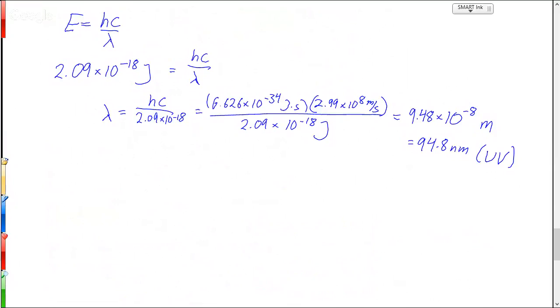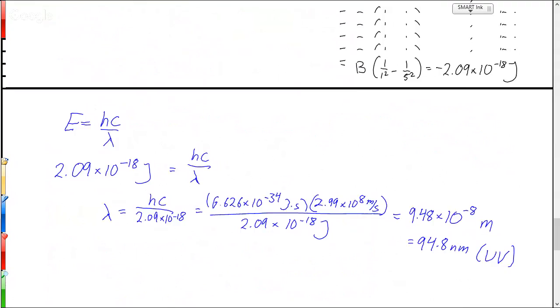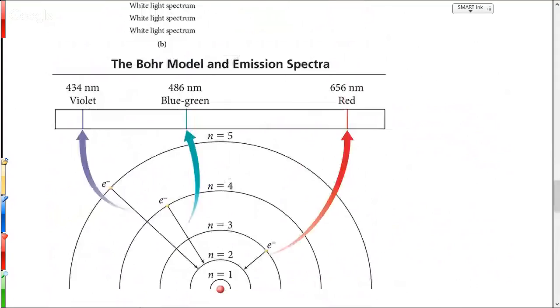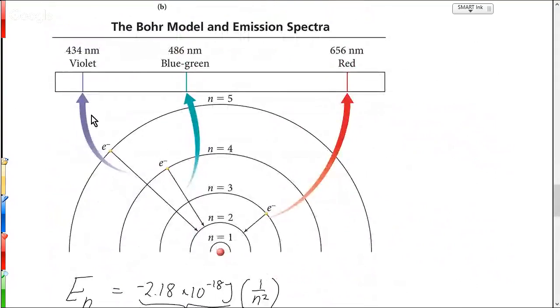So working backwards, if you were in Bohr's day, they would have detected that light and then used that to calculate which levels they would have switched from. And that's something that it asks you to do in your lab. So here are some other examples. If light goes from the 5th to the 2nd level, and you plug in 5 and 2, you come up with 434 nanometers, which is that violet light that you see.